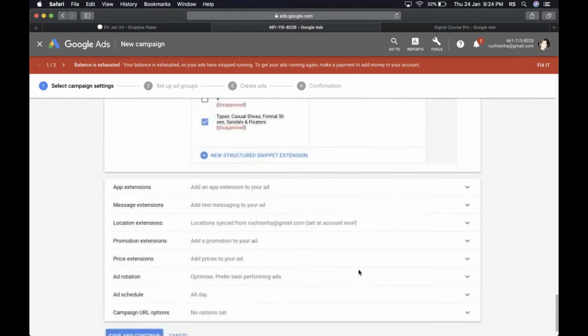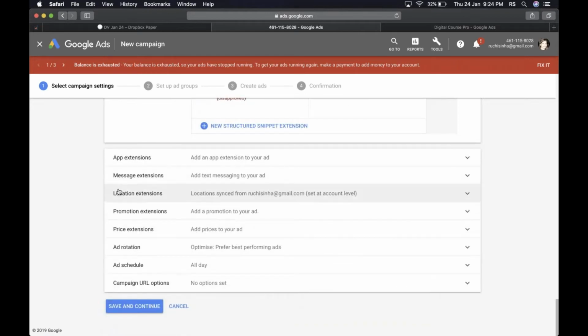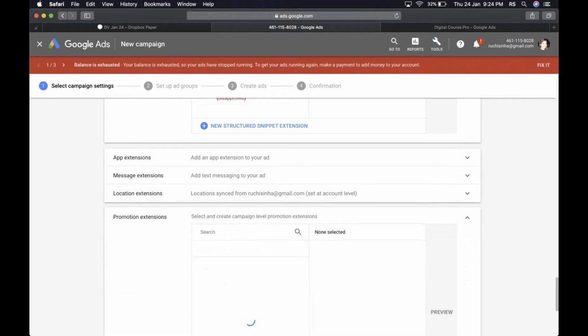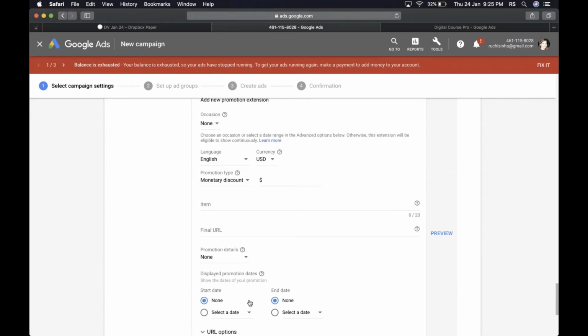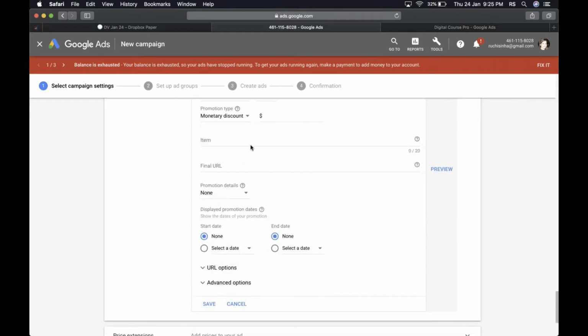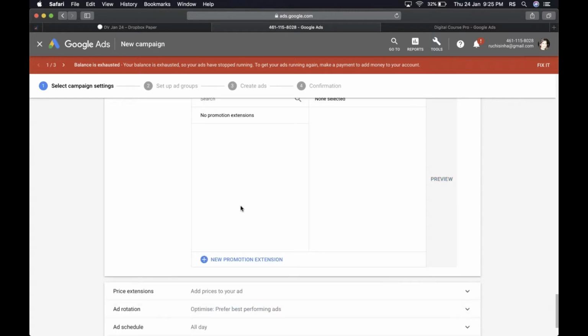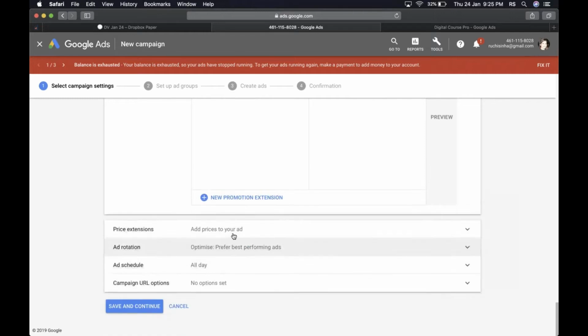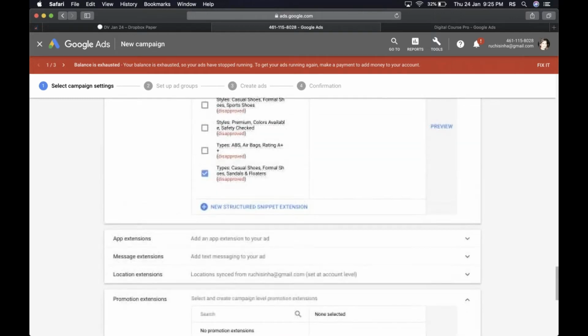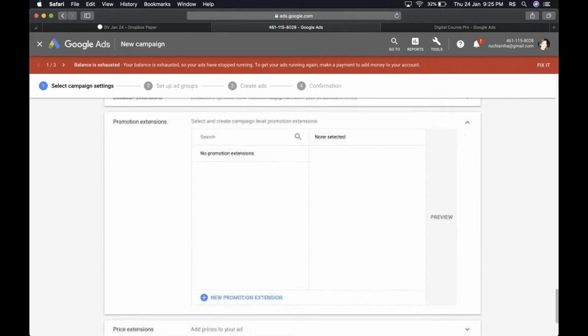This is structured snippet. App, message, if it is relevant to you. Location, if you have created some location in your Google My Business account, then you can pick up from there. Promotion, so everywhere the process will be the same. Click on this, fill all this out. What is your promotion, on which URL, on which item, how much offer, how much discount. You have to fill this out and then select it, take it to the right hand side. Same thing with price. So whatever extension you want to create, this will be the process.